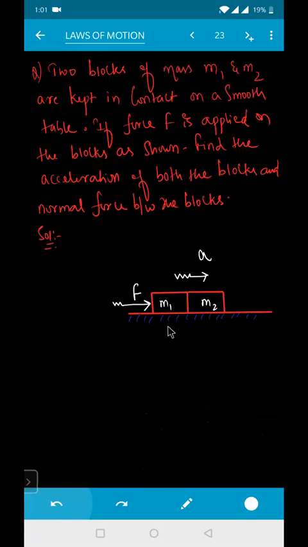So this one is your frictionless surface.